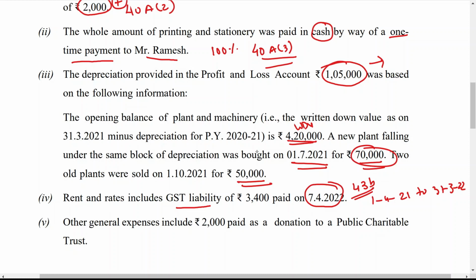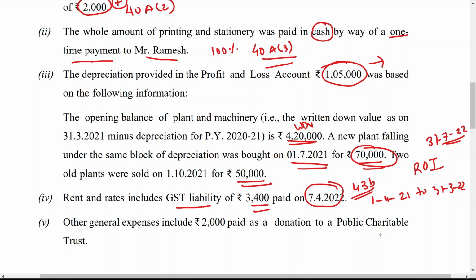Now if you have made payment of 3,400 before the due date of filing the return of income, then this expenditure is allowed. So what is the due date for an individual? 31st July 2022. Now this expenditure is paid before 31st July 2022, before the filing of the return of income. So that is why this 3,400 is allowed. So you don't have to give any treatment for the GST liability, but you will write down one note only. Other general expenses include 2,000 paid as a donation to a public charitable trust.